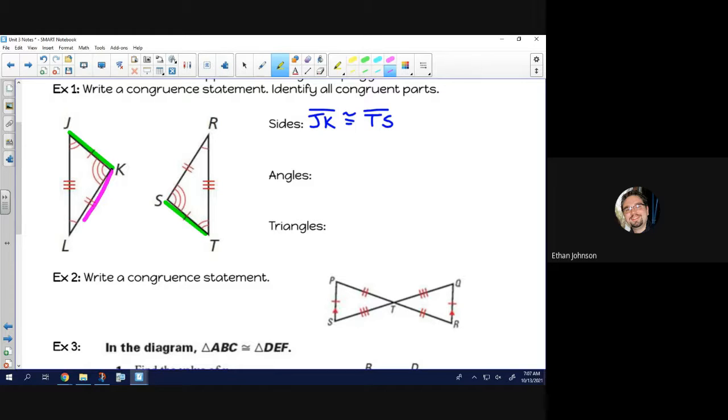If we said KL, that's going from the 3 arc to the single arc. So KL is congruent to S to R, the 3 arc to the single arc. Then the last pair of sides would be JL, going from 2 to 1. So JL matches with T to R, so TR.